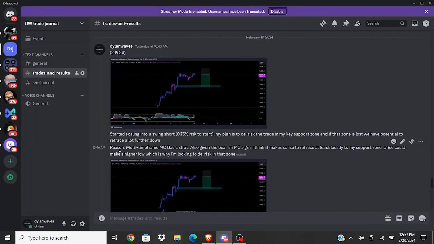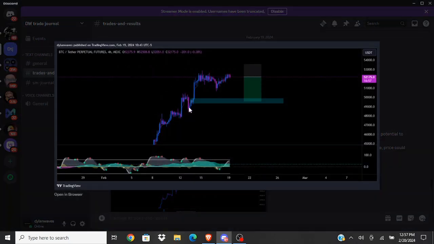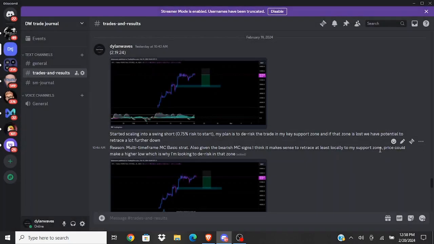And my reasoning for this was multi-time frame Market Cipher basic strat. Also, given the bearish MC signs, I think it makes sense to retrace, at least locally, to my support zone. Locally, as in like 4-hour locally, so I thought this support zone made sense. Price can make a higher low, which is why I'm looking to de-risk in that zone.